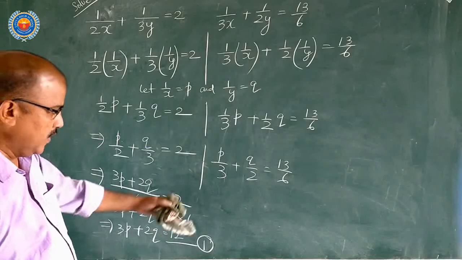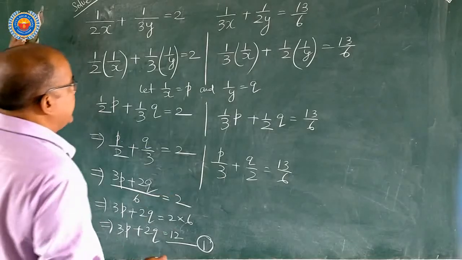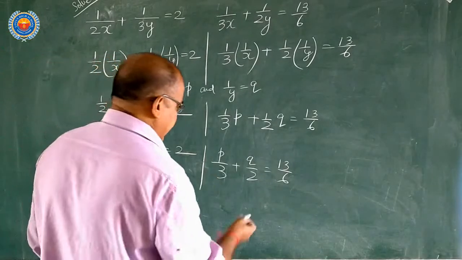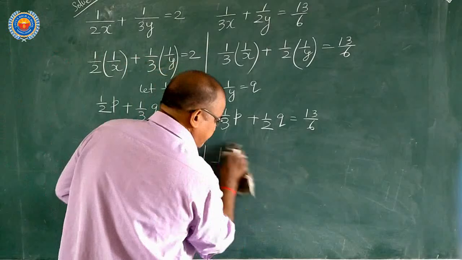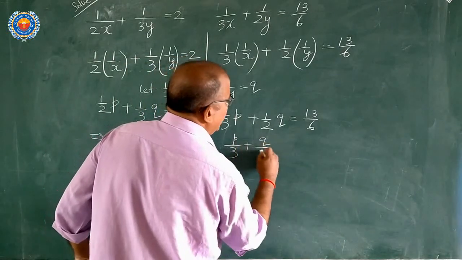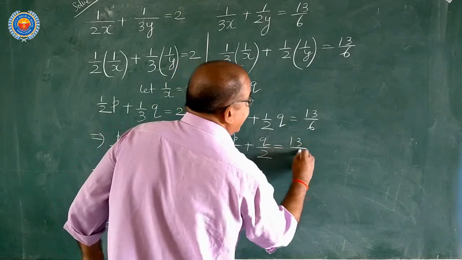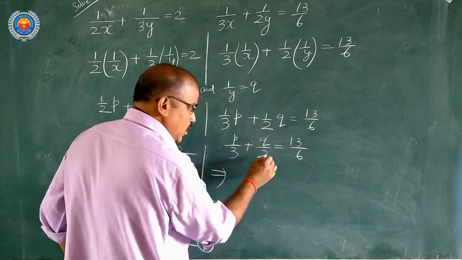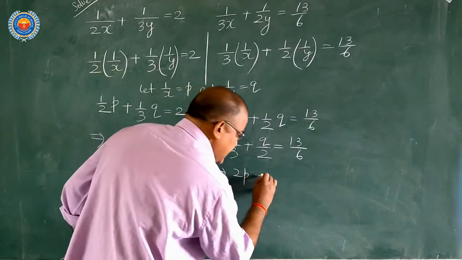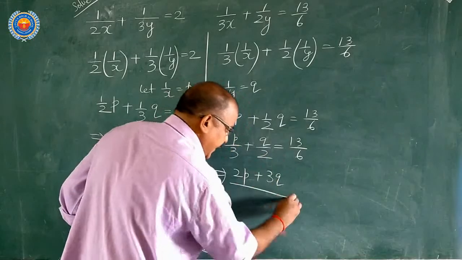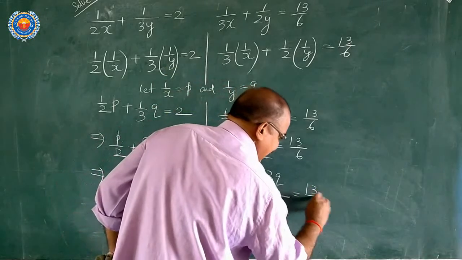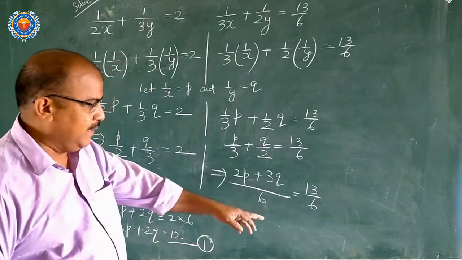Now I am going to solve the other equation also. What is the first equation? I will write later. 3p plus 2q is equal to 12. Second equation, the same way I will multiply. p by 3 plus q by 2 is equal to 13 by 6. That implies 2 into p, 2p, like the previous one, plus 3q by 3 2s are 6, is equal to 13 by 6.